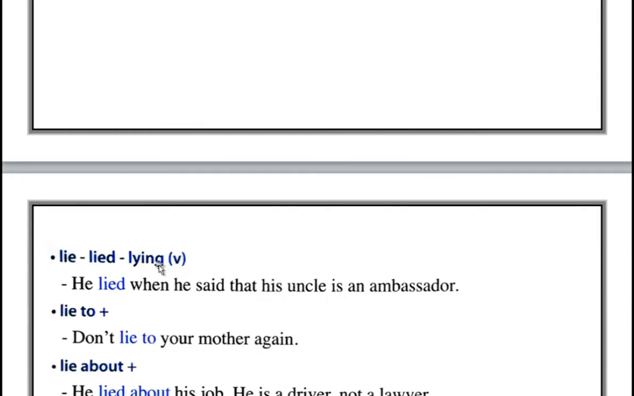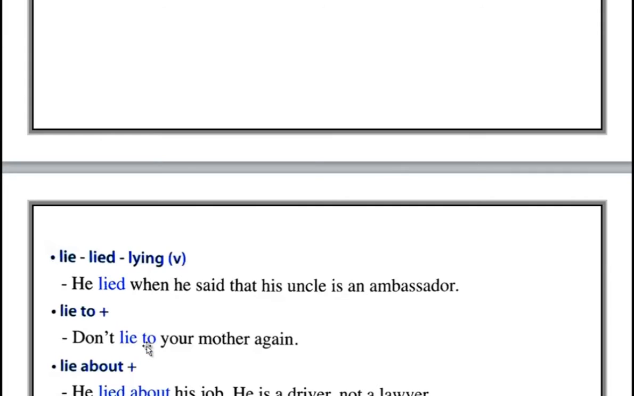Lie, lied, and lying. When I say someone lies, I mean that he says something untrue, or writes or says something that you know isn't true. He lied when he said that his uncle is an ambassador. I mean that this is not the truth.